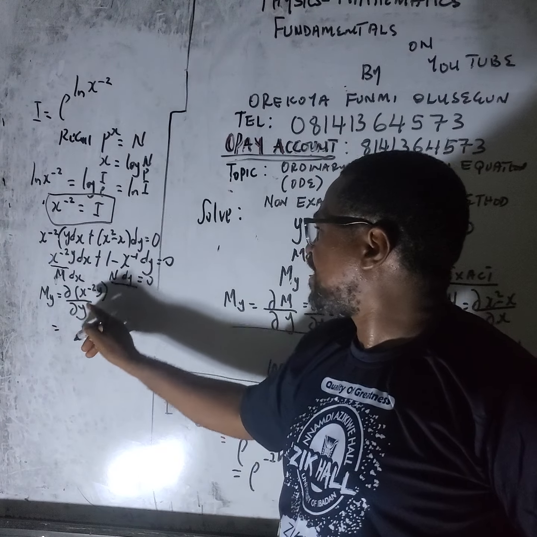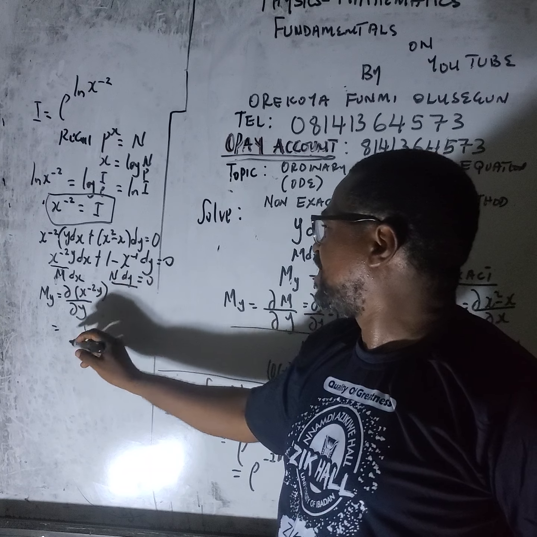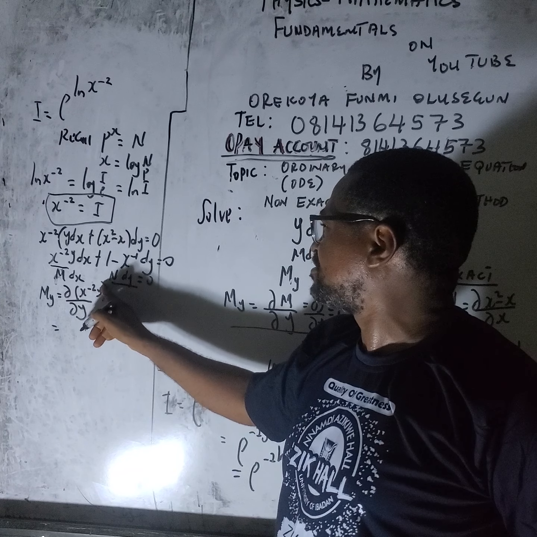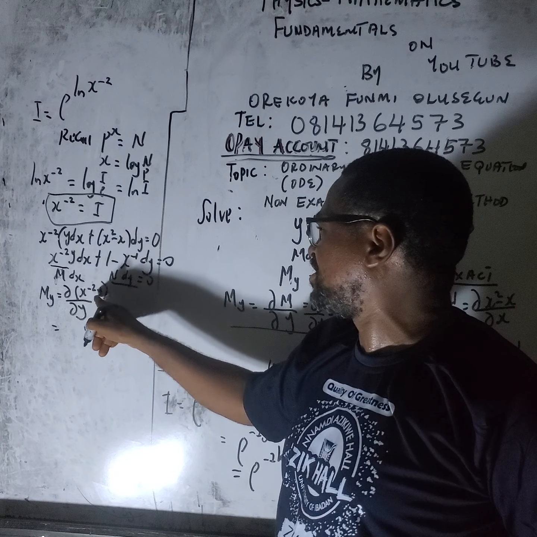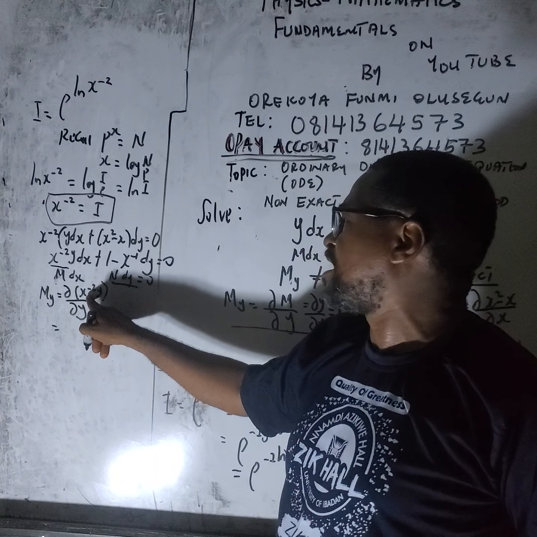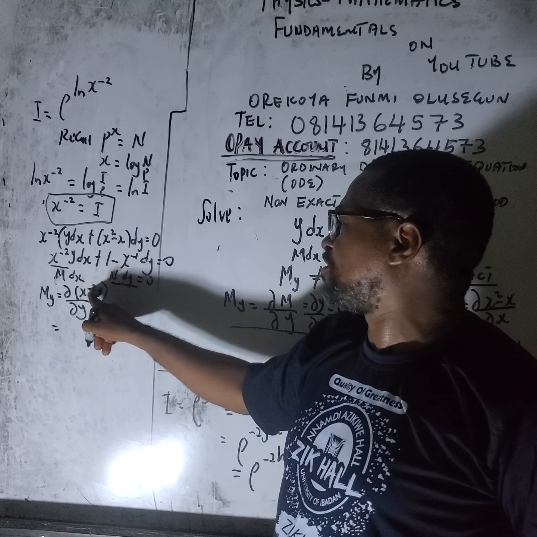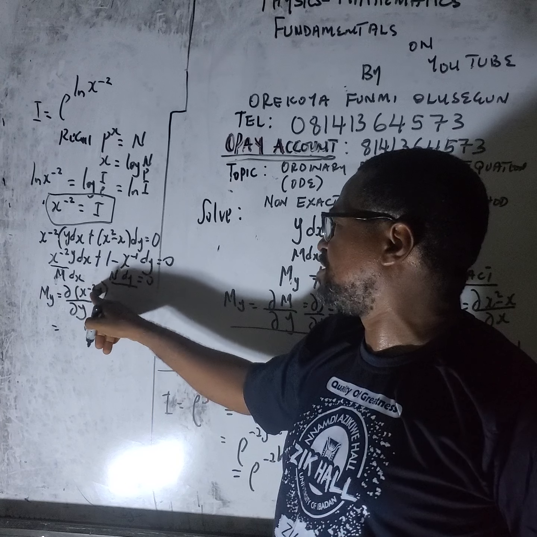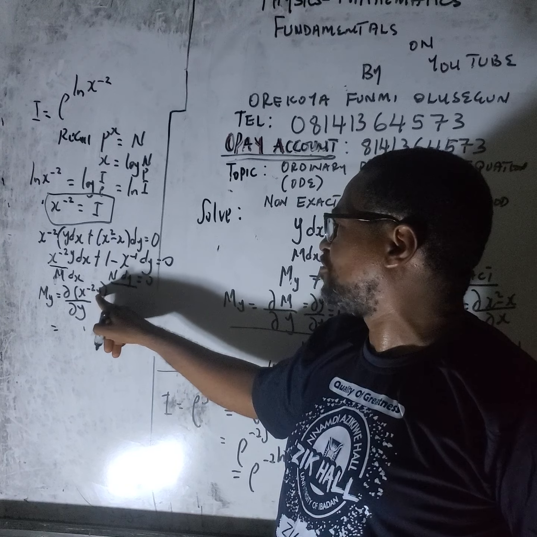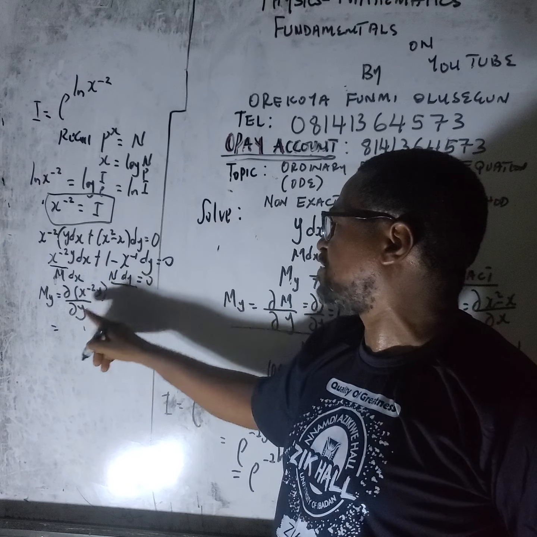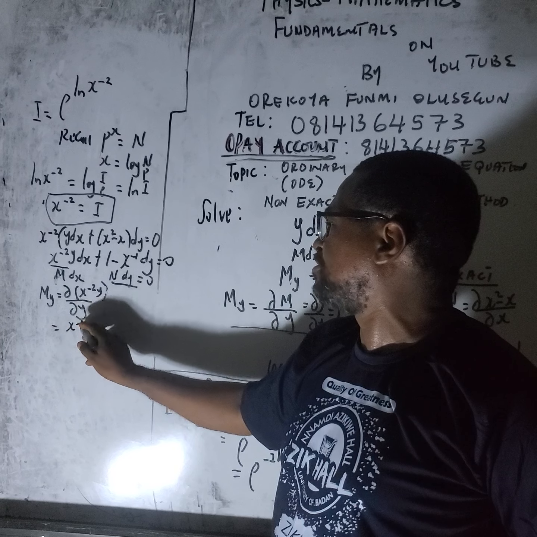So with respect to y here, when I differentiate this 1 times 1 using the differentiation, we hold this one as constant. So the constant x raised to power minus 2 remains the same. Then we differentiate y. When we differentiate y with respect to y, it gives us 1. So this gives us x raised to power minus 2.